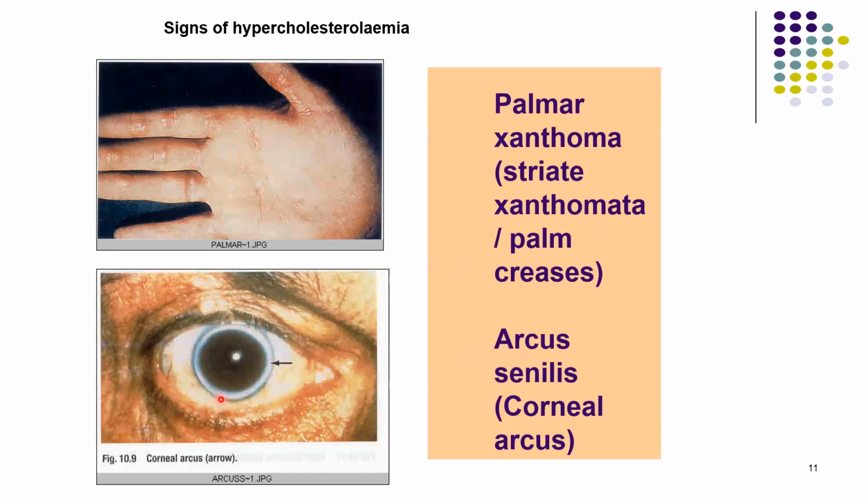arcus senilis, or corneal arcus. So it's an arc. Arcus means arc. Senilis means for the elderly. So normally you see it in the elderly, but if you see it in a young person, it means this person has deposition of cholesterol, the high cholesterol.